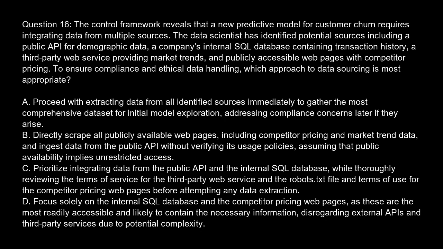Question 16. The control framework reveals that a new predictive model for customer churn requires integrating data from multiple sources. The data scientist has identified potential sources including a public API for demographic data, a company's internal SQL database containing transaction history, a third-party web service providing market trends, and publicly accessible web pages with competitor pricing. To ensure compliance and ethical data handling, which approach to data sourcing is most appropriate?